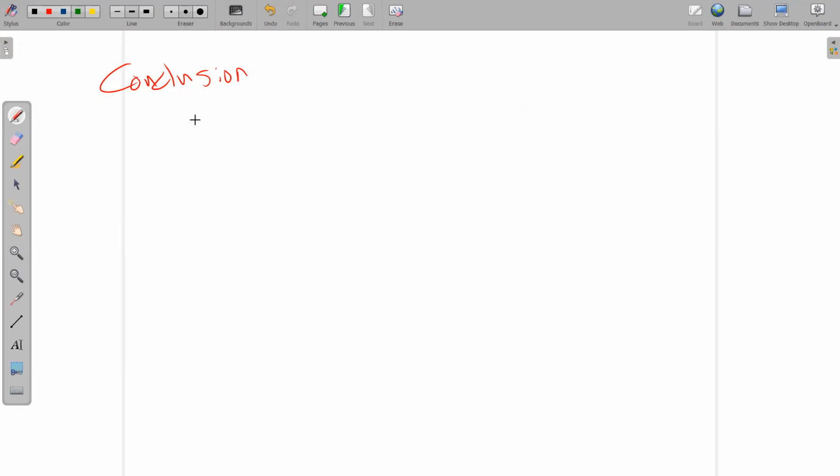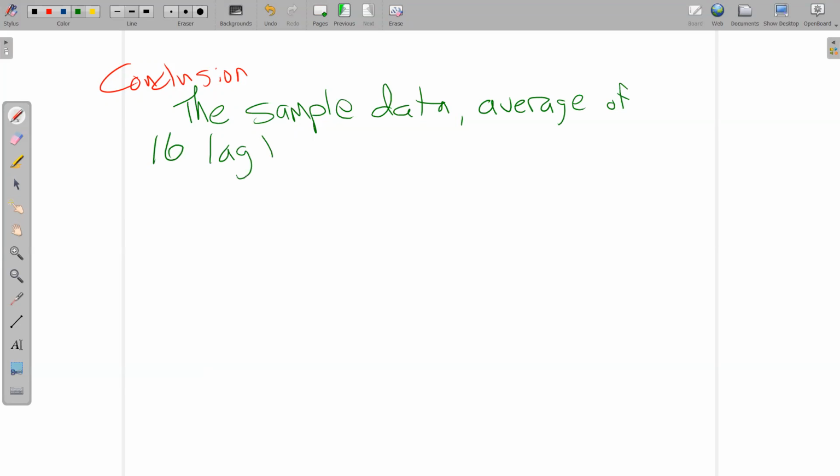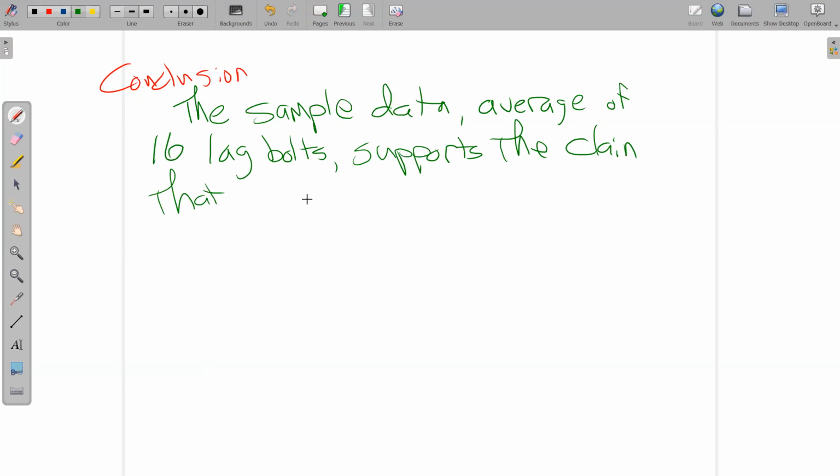Let's see. I could use the phrase sufficient evidence, or I could just say the sample data supports. I think I'll do it a couple ways. So I could say the sample data, which was the average of 16 lag volts, supports the claim that the average length is 10.